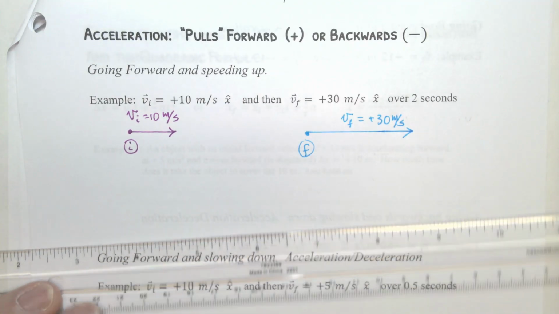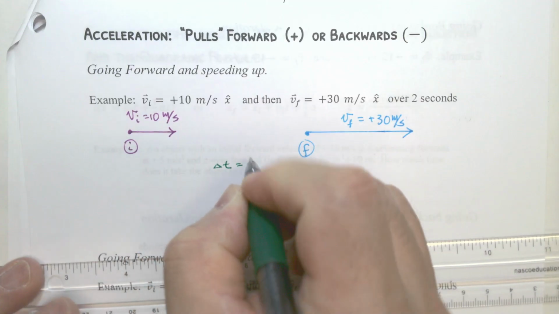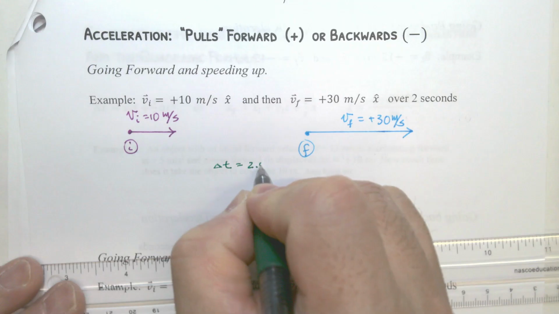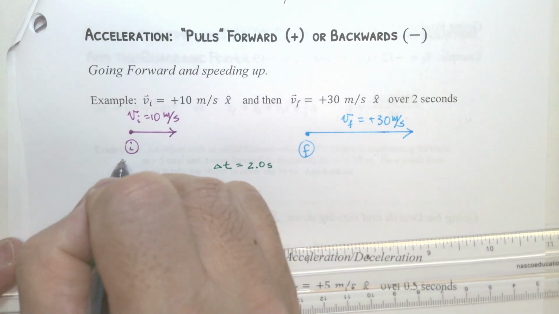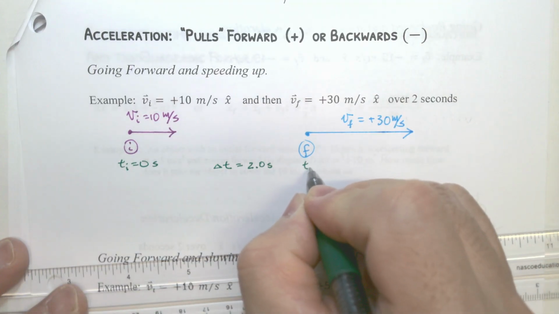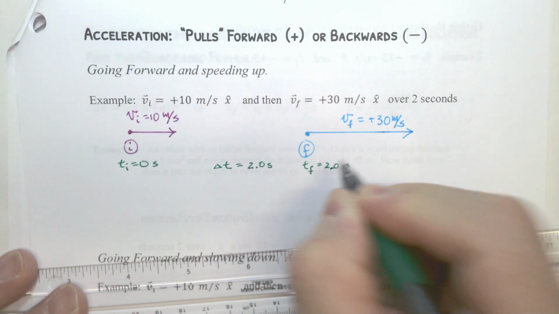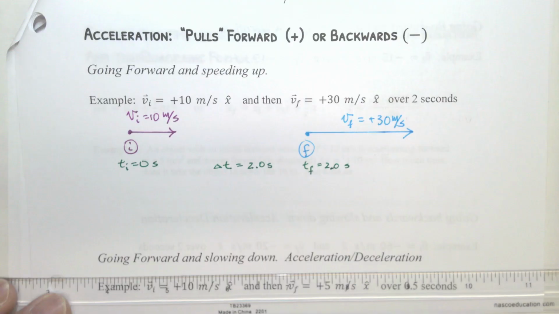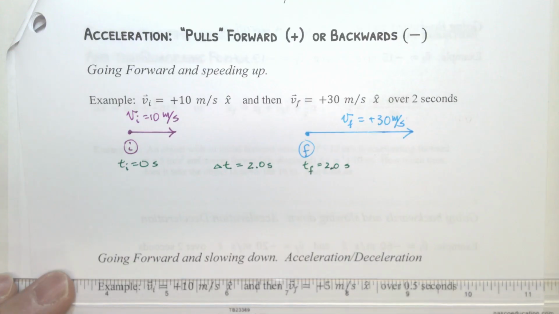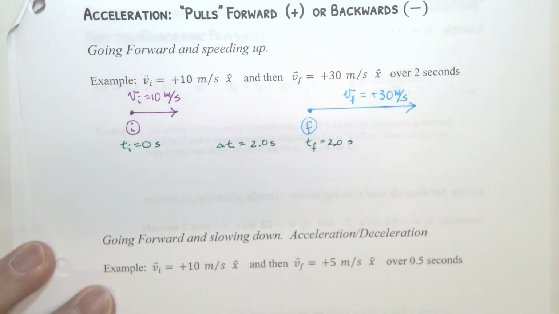And delta t, right? Delta t is equal to 2 seconds. So you could think about t initial being 0 seconds and your t final is equal to 2 seconds. So you could think of it that way. All right? So, how do we calculate the acceleration of this?